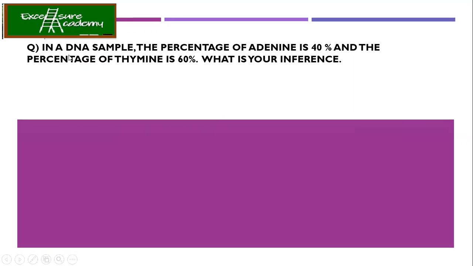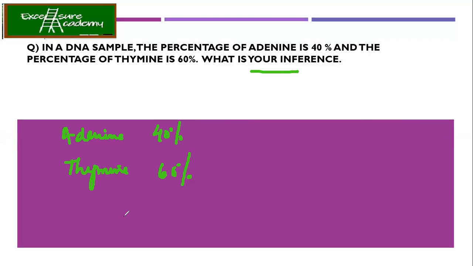Now this is very simple actually. In a DNA sample, the percentage of adenine is 40% and the percentage of thymine is 60%. What is your inference? So what should I do? It is given adenine is 40% and thymine is 60%. Now they're asking what is your inference? What do you understand from the given condition?